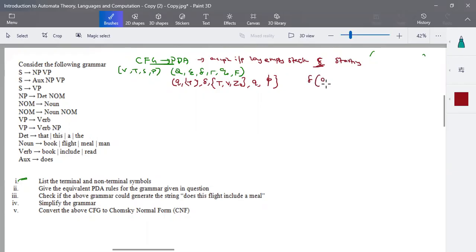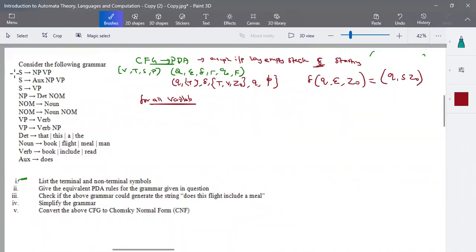For the starting symbol Q, when the input is nothing, without consuming any input symbol, if the stack consists of Z naught alone, we are going to push this S into the stack. This is the first rule. The second rule is for all variables. You have to write all of them here; I'll just write one or two.